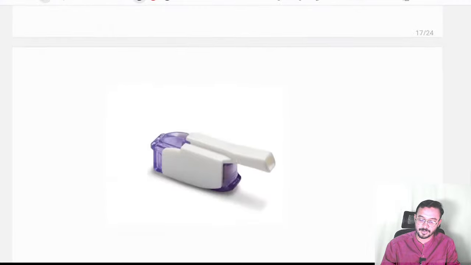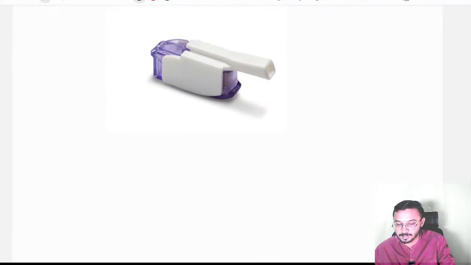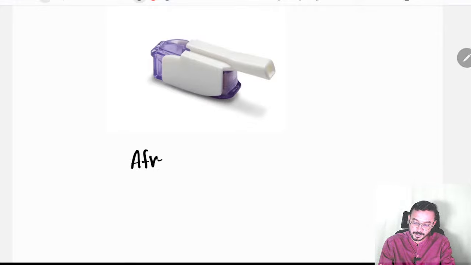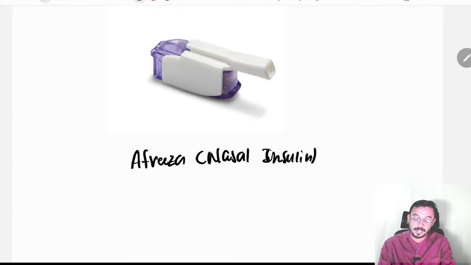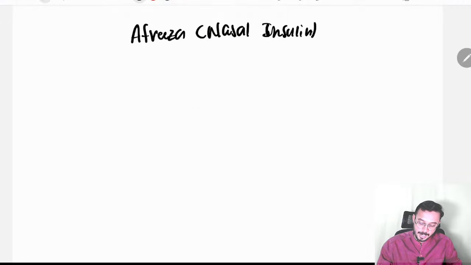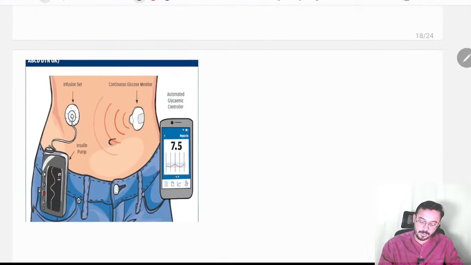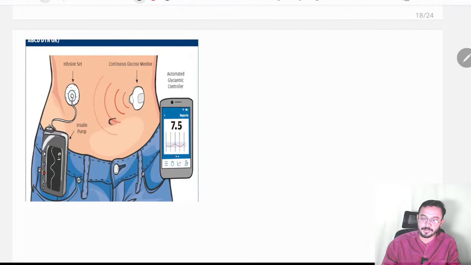And this device which I am showing, this is an inhaler like Afrezza. This is the device which I told you, the inhaled insulin. This is Afrezza. Okay, and this is rapid acting when compared to Lispro. This Afrezza is an inhaled insulin. And next, can you see what this device is?